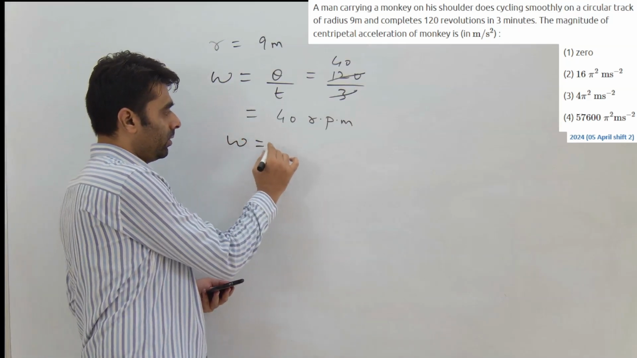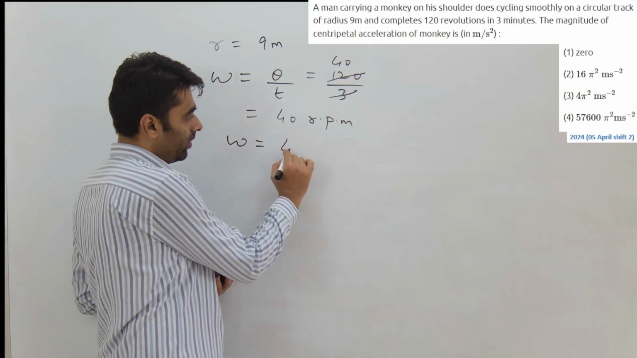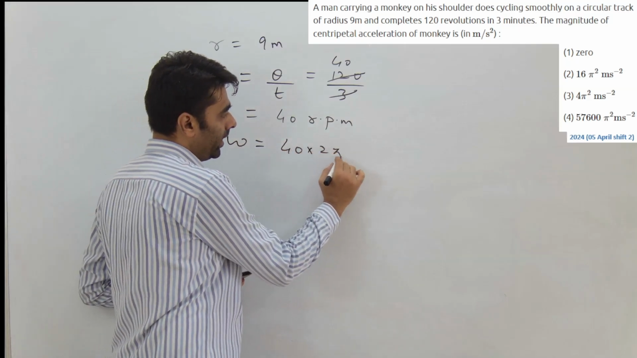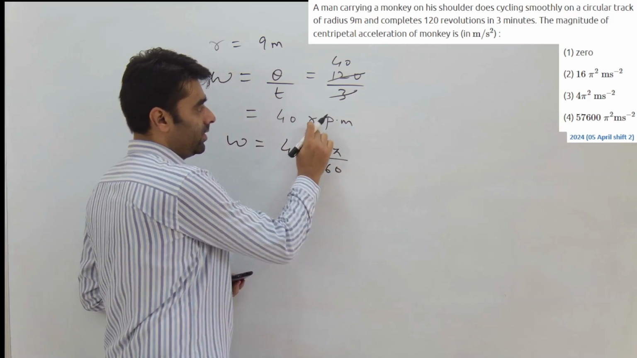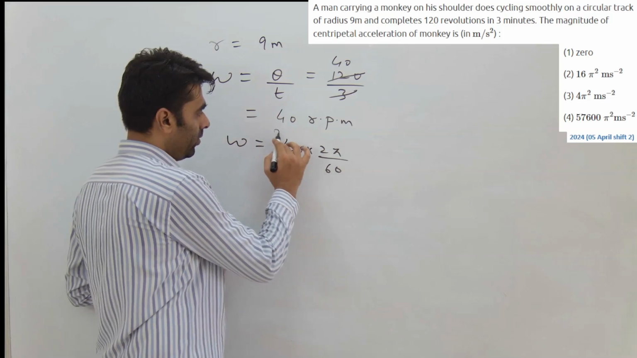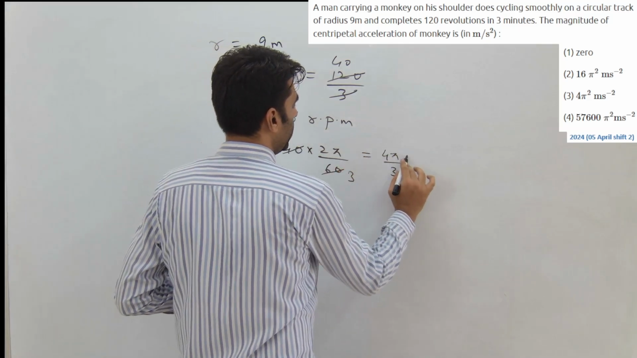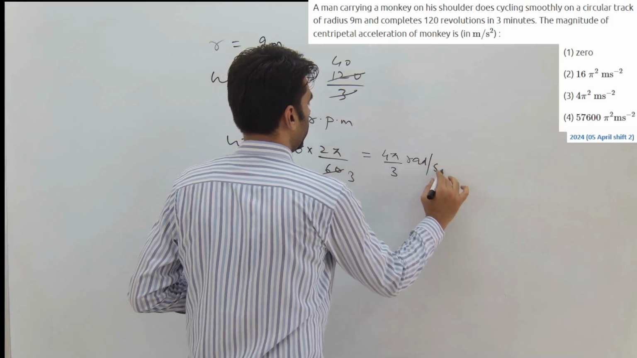Let us change this because we need omega in radian per second. So let us change it: 40 into 2 pi by 60, changing revolutions per minute to radian per second. How much do we get? We get 4 pi by 3 radian per second.